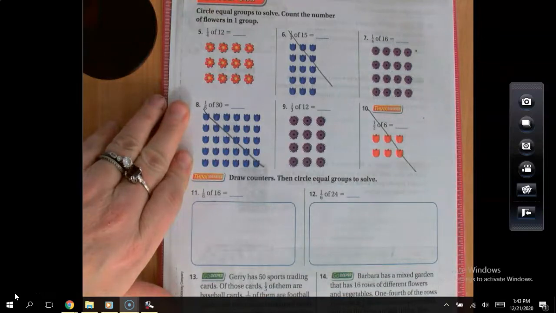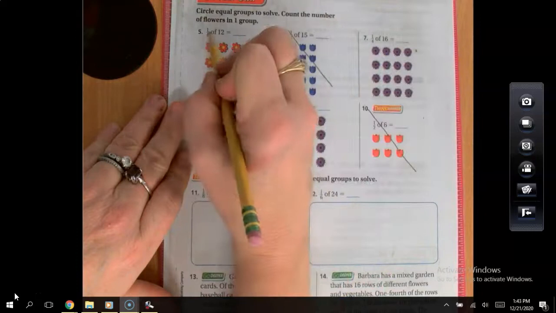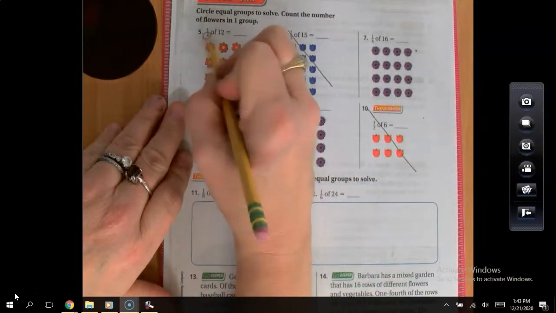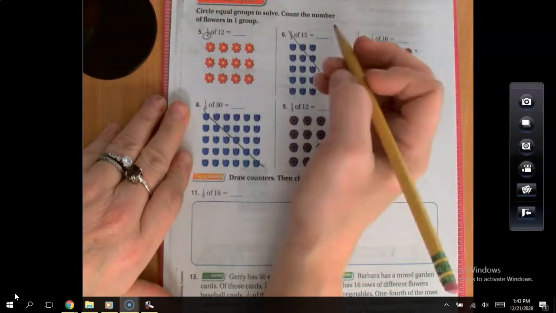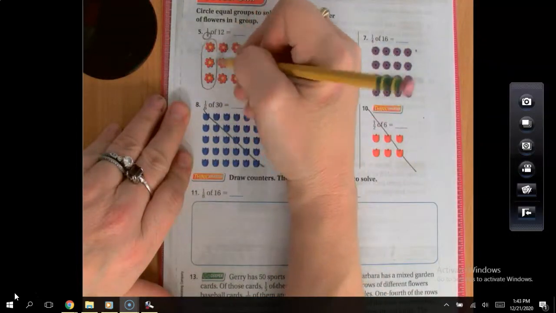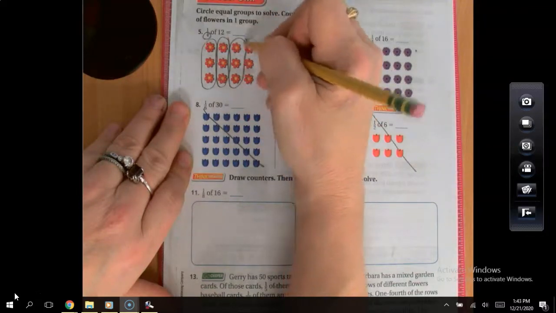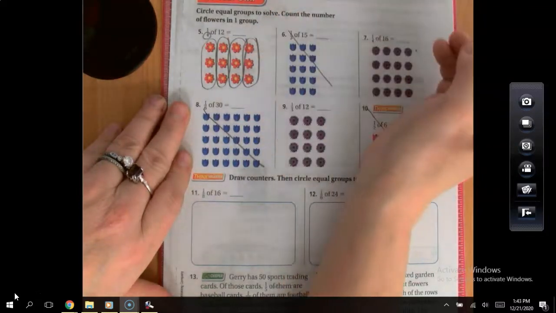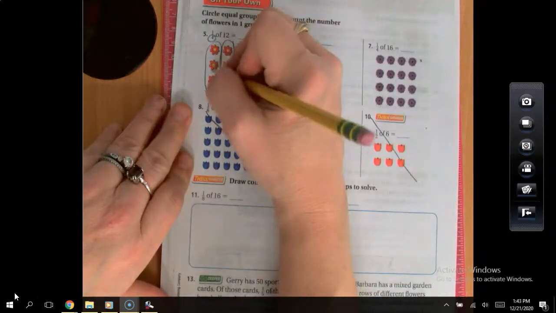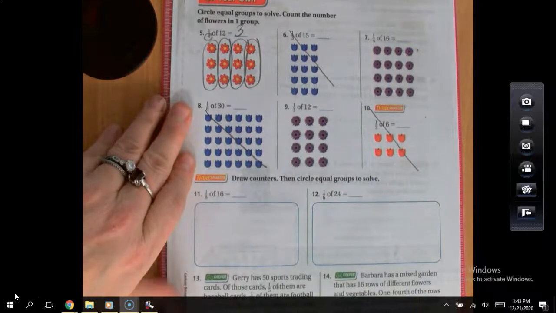Let's look at number 5. It says 1/4 of 12. Well, that means if I look at my denominator, I need to have 4 equal groups. So go ahead and draw or circle your 4 equal groups. And how many do I have in each group? 3. So 1/4 of 12 is 3. Good job.